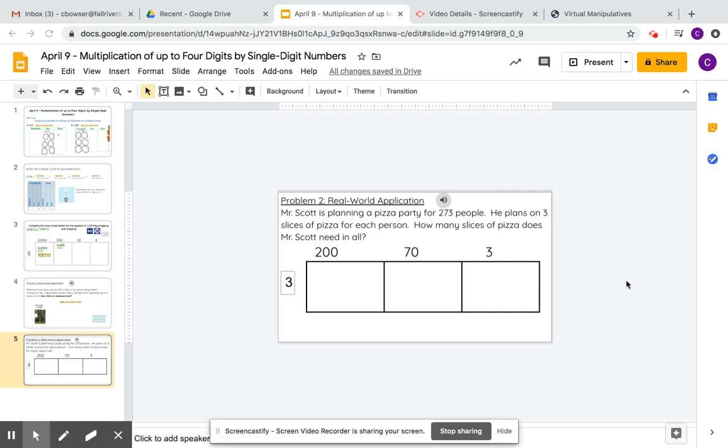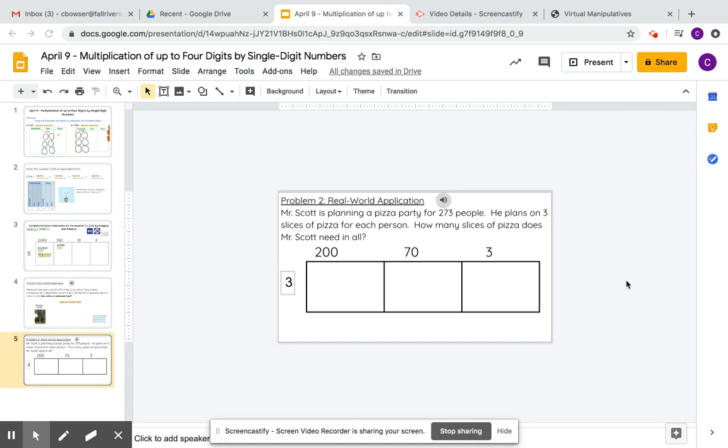Mr. Scott is planning a pizza party for 273 people. He plans on 3 slices of pizza for each person. How many slices of pizza does Mr. Scott need in all? So, if you want to walk through this, stay tuned because we're going to go through it together.